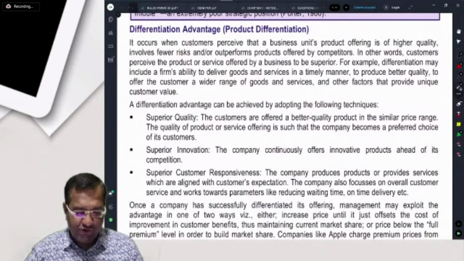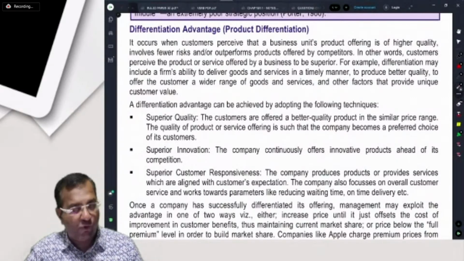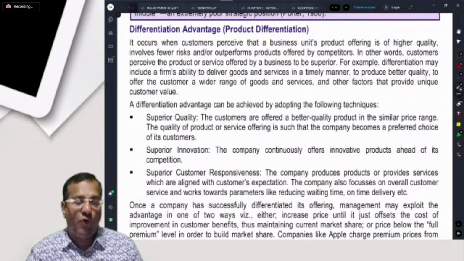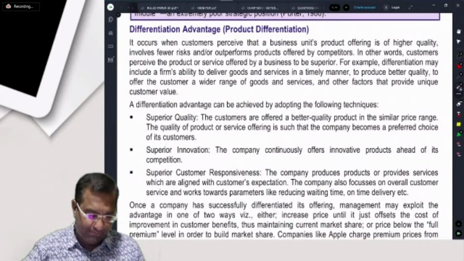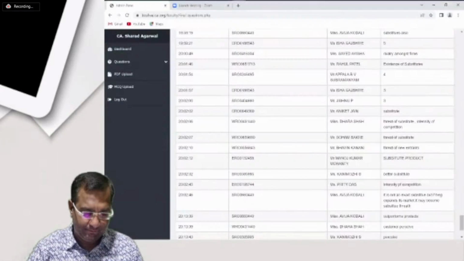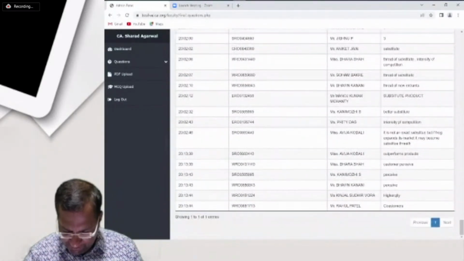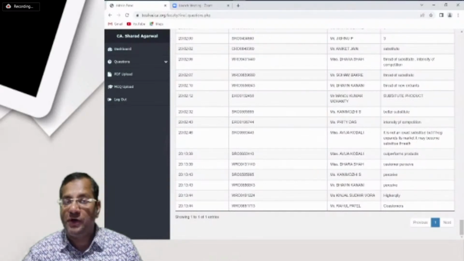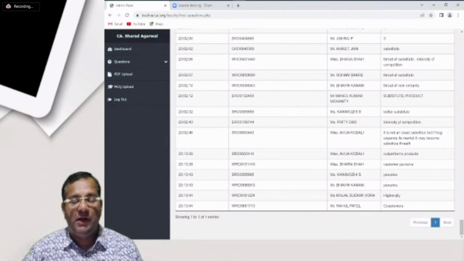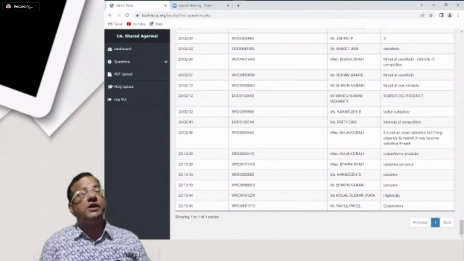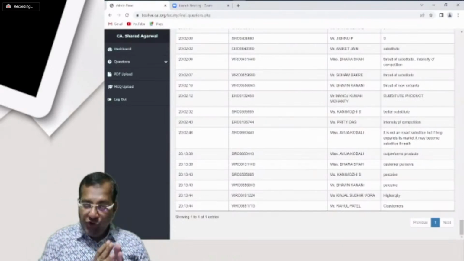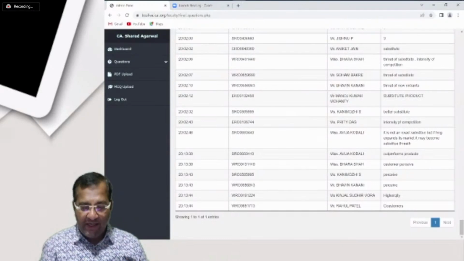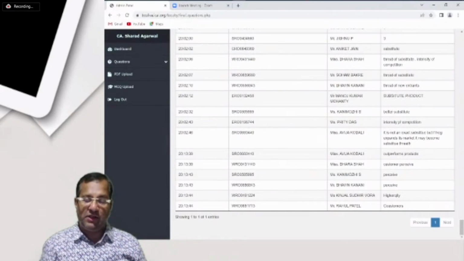It occurs when customer perceives that a business unit product offering is of higher quality, involve few risks, outperform product offered by competitor. सिंगल वर्ड है बेटा, सिंगल वर्ड है वो. द मोस्ट इंपॉर्टेंट वर्ड इज कस्टमर. देखिए 2 चीजें होती है. एक होती है फ्रॉम द व्यू पॉइंट ऑफ ऑर्गेनाइजेशन, सेकंड होता है फ्रॉम द व्यू पॉइंट ऑफ कस्टमर. व्यू पॉइंट ऑफ ऑर्गेनाइजेशन कोई मतलब नहीं है जब हम प्रोडक्ट डिफरेंशिएशन स्ट्रेटेजी फाइंड आउट करते हैं.